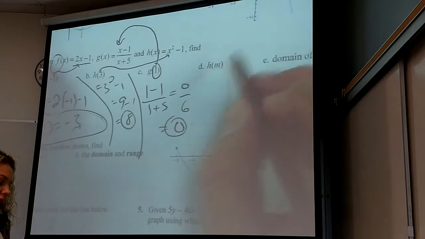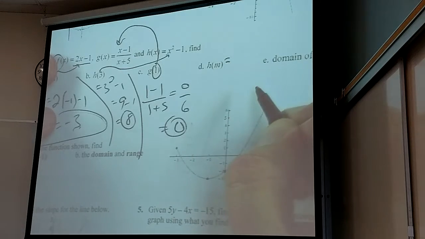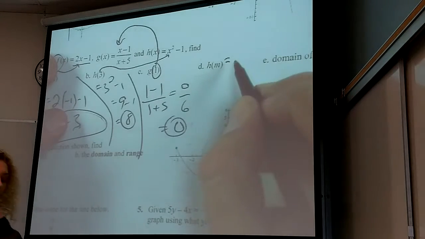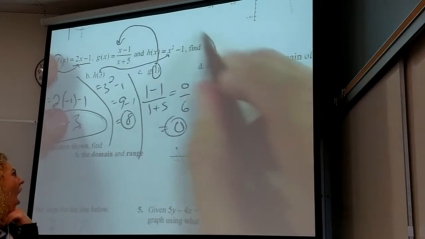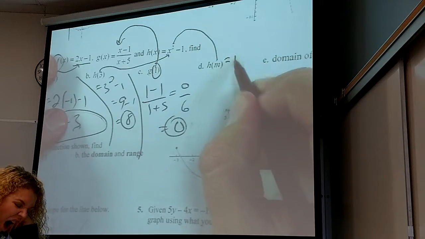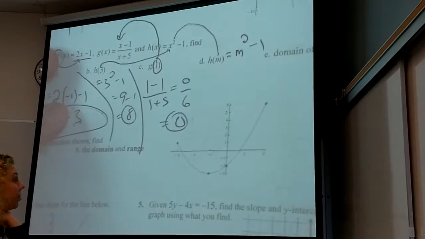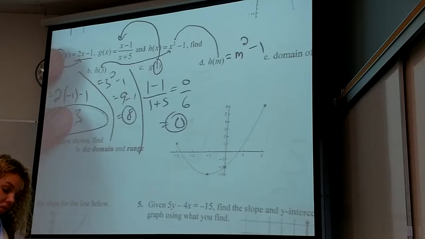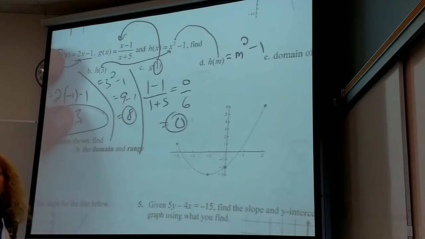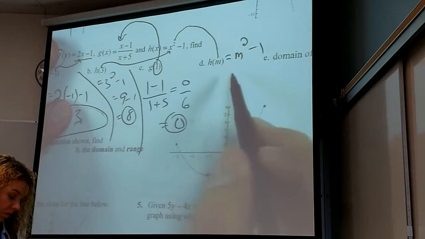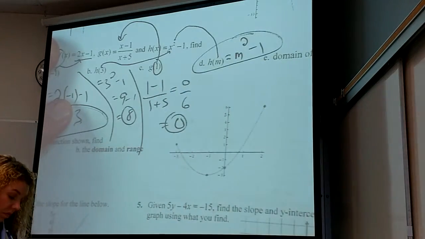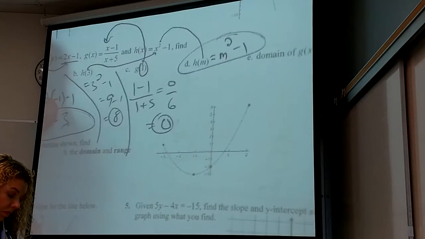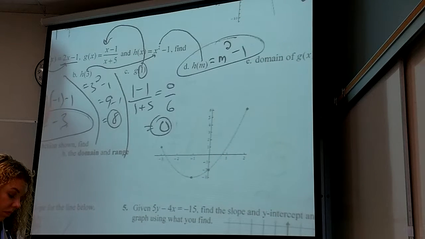What about h of m? Yeah, put an m in place of x, so you get m squared minus 1. That's it. See, that's even nicer when it's a letter, because then you can't do anything with it. So you just stop. So you're really just replacing x with m, which I know right now seems like, why? But there is a purpose for all this.